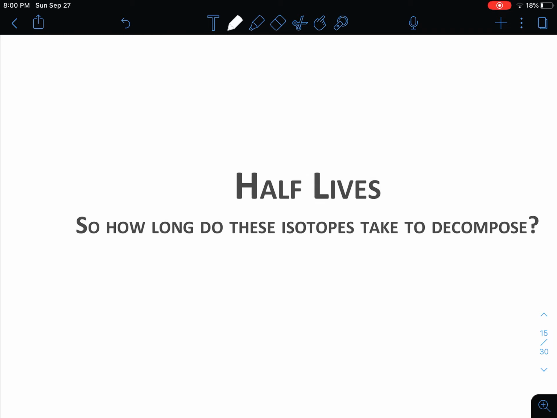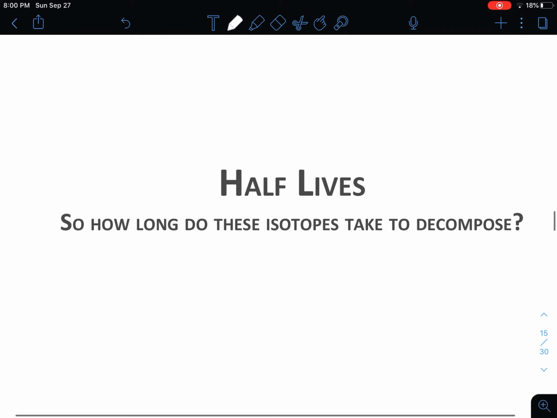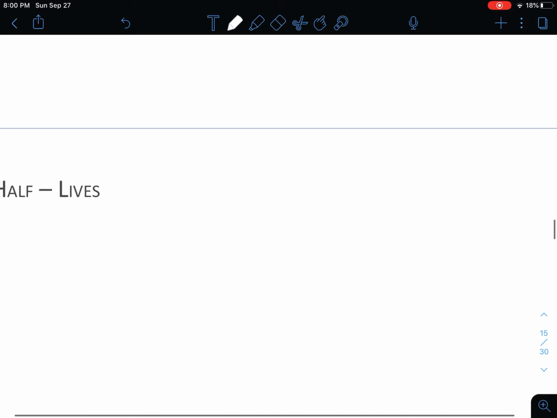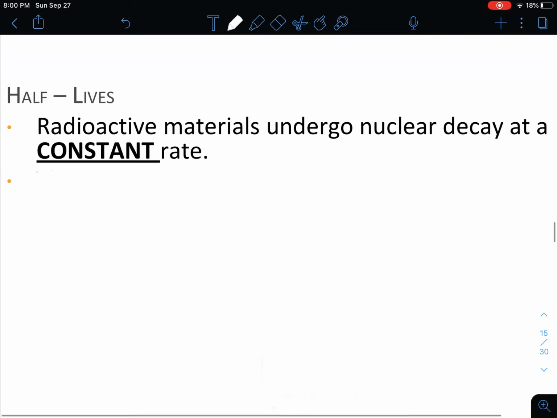All right, let's talk about half-lives. Remember, we've discussed the idea of half-lives relatively quickly, and the importance of it when we're talking about radioactive isotopes. But let's take a look at it a little bit further. Half-life asks how long it takes for these isotopes to decompose. That's why we take this idea of half-lives into consideration.